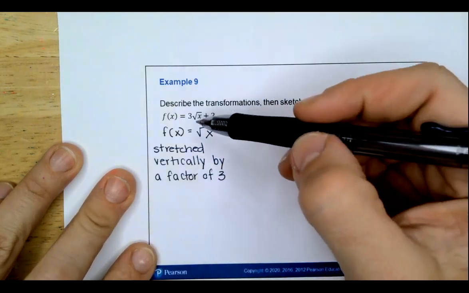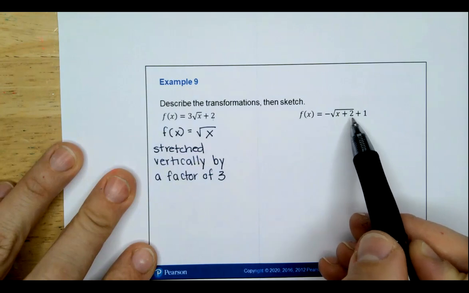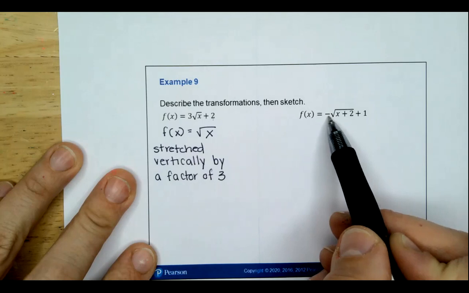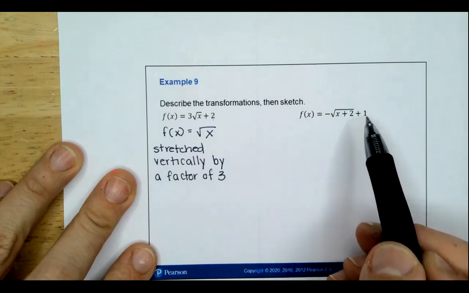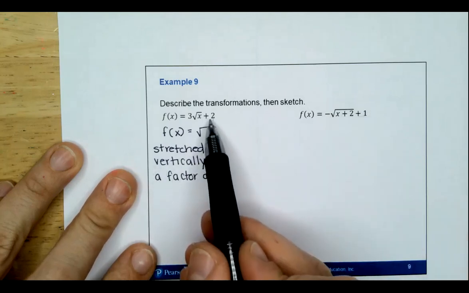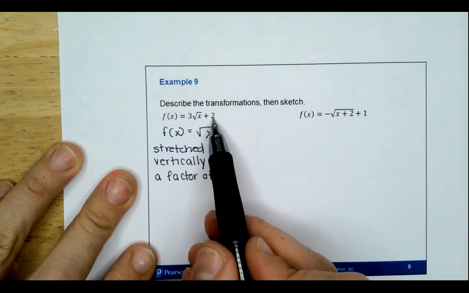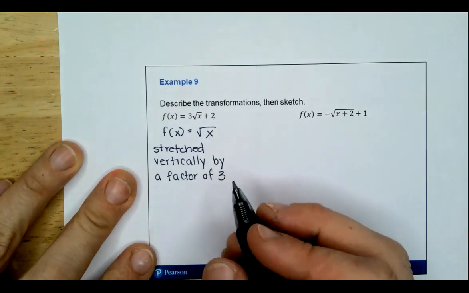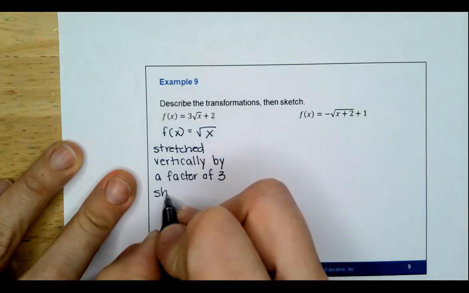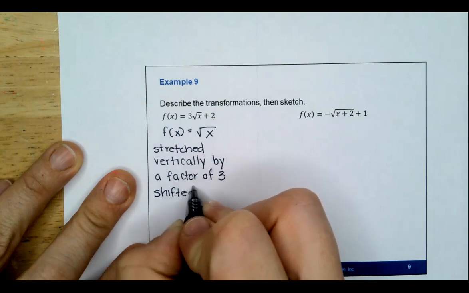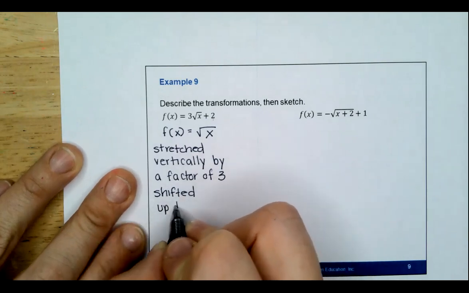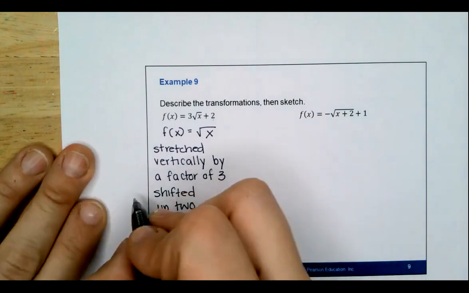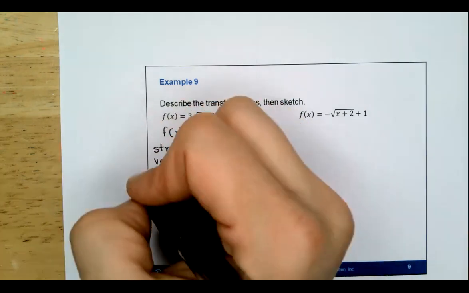And then remember, we're going in order. So we start with horizontal stretch or compression, go to multiplication, then go to a sign change, and then go to the outside plus or minus. Stretch vertically by a factor of 3, and then shifted vertically up 2 units, right? I guess I should put and.